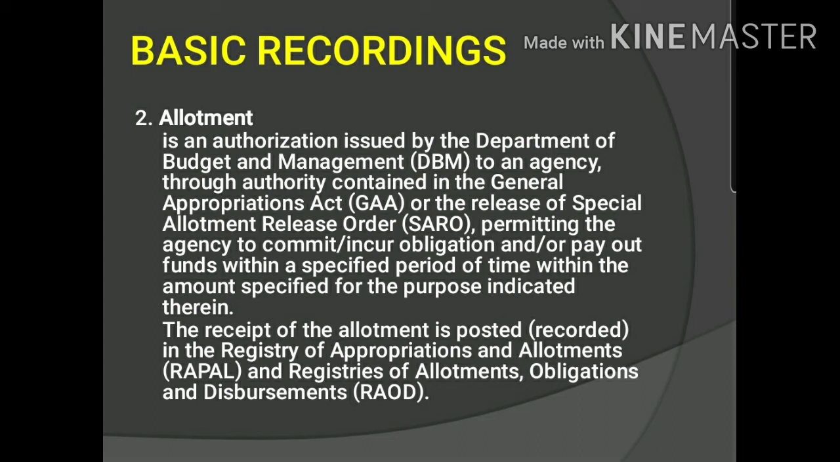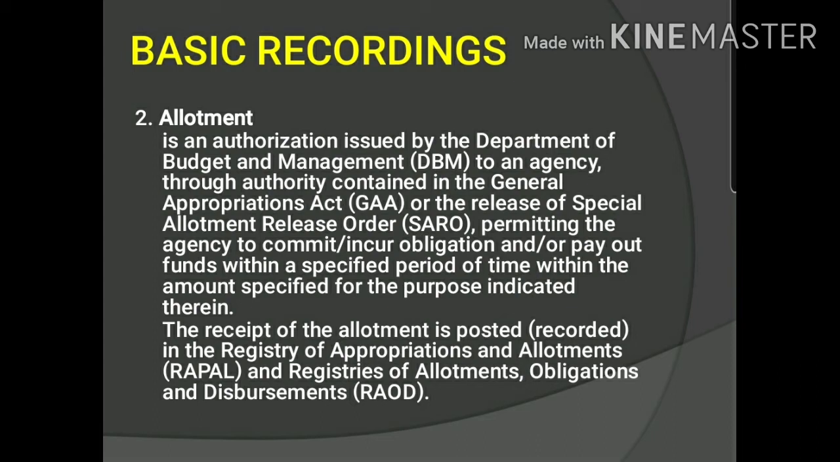What are allotment classes? There are four allotment classes. They are: 1. Personnel services, formerly called personal services. 2. Maintenance and other operating expenses, MOOE. 3. Financial expenses, FE. And 4. Capital outlay.